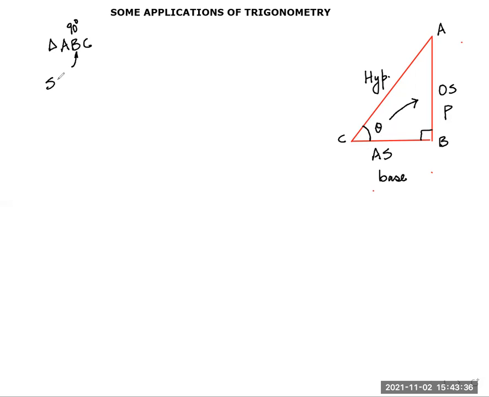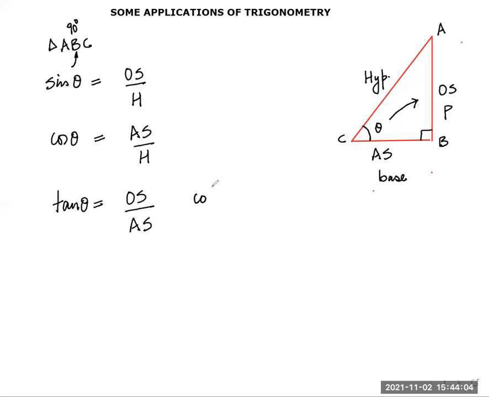So we know sine theta is equal to the side which is opposite to theta, that is AB, opposite side by hypotenuse. Cos theta is adjacent side by hypotenuse. Then we have tan theta is equal to opposite side by adjacent side. Cot theta is the reciprocal of tan theta, so obviously it is equal to adjacent side by opposite side.